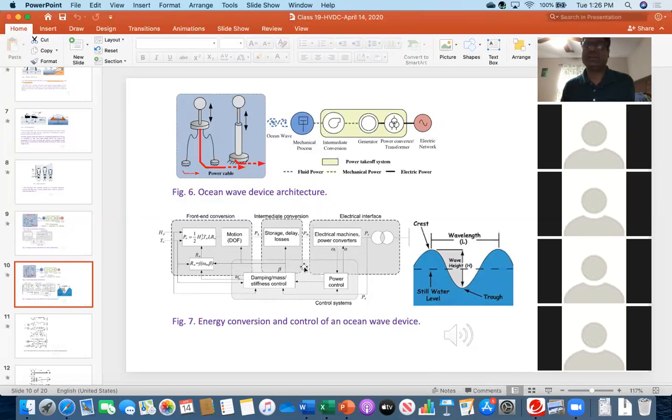And then again there is the associated internal control diagram. You need not be worried much about this control diagram. This is just showing how the ocean wave is varying, like a sinusoidal type of response. This is the peak or the crest. Here it is the trough, and again the peak. This is called the length, and this is called the height. And this is the still water level, which is the reference level.